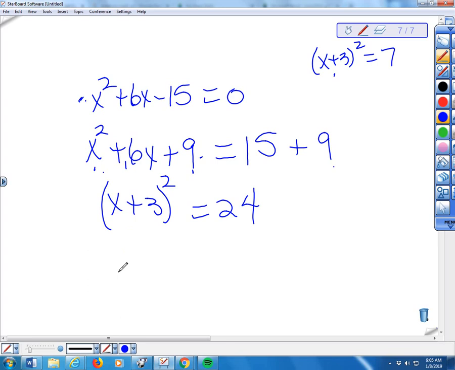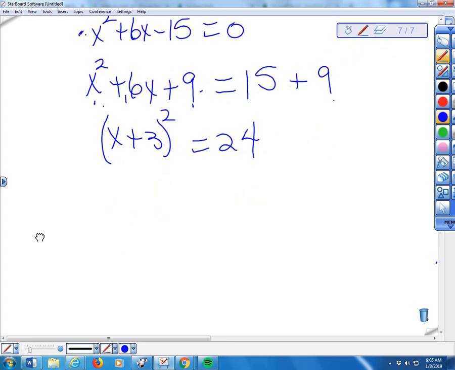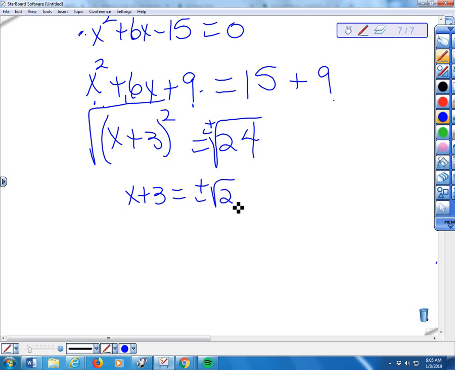Now if I'm going to solve this, I just take the square root of both sides. And I get x plus 3 equals plus or minus the square root of 24. Well, the square root of 24 can be simplified. 4 times 6, right? So it's 2 square roots of 6. And now I'll subtract 3. And I'm finished. X is either negative 3 plus 2 square roots of 6 or negative 3 minus 2 square roots of 6.